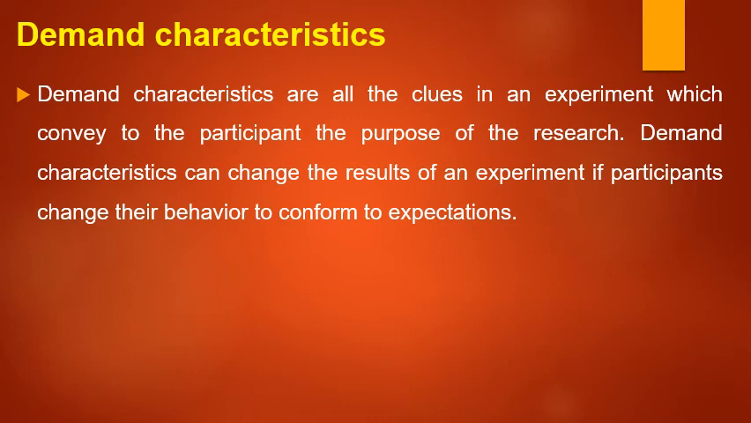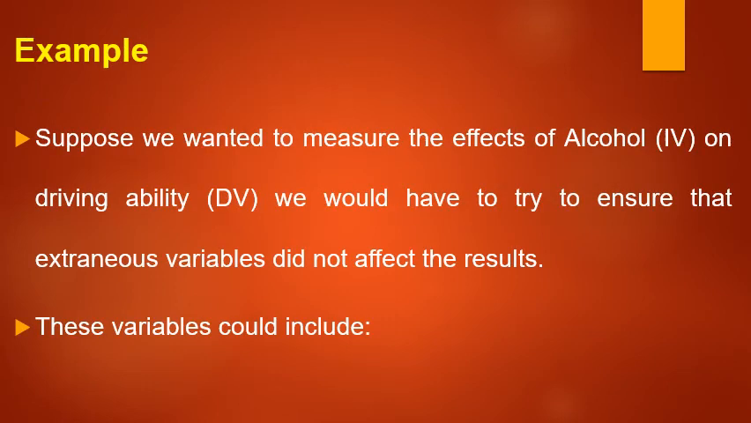Okay. Yes. So these are the different terminologies we are using in the research: dependent variable, independent variable, and extraneous variable. For the demand characteristics, I have given one example here. Suppose we wanted to measure the effects of alcohol, administered intravenously, on driving ability. We would have to try to ensure that extraneous variables did not affect the results. Suppose we want to measure the effects of alcohol administered intravenously, in order to know the driving ability after consuming alcohol.